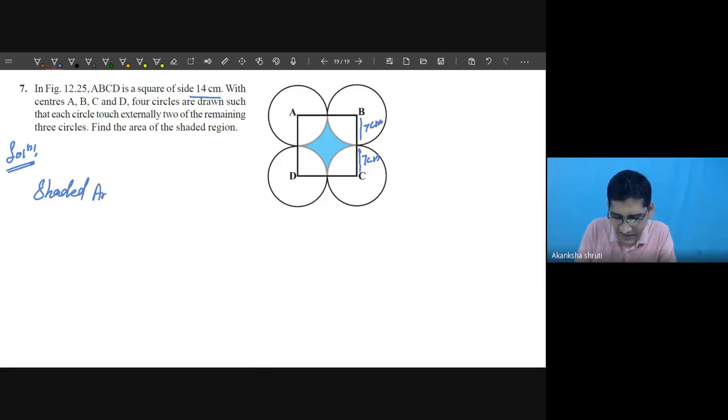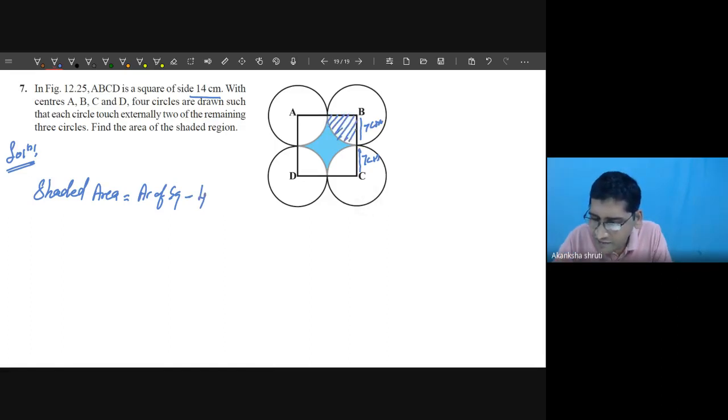Shaded area, maybe ask for the perimeter, no difference. Students, so this is area of a square minus 4 times. Observe carefully how we can do it. If I know one of the sectors, and this sector is 1/4 of the area of a circle, I can directly write this as 1/4 of the area of a circle.